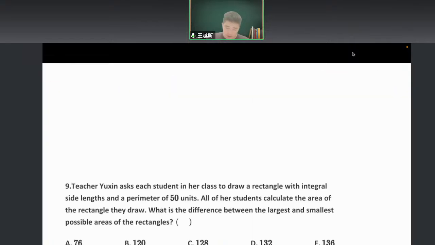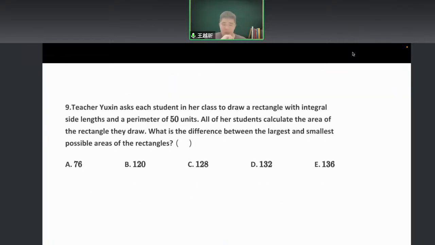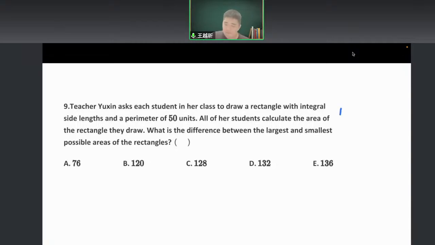Move on. Teacher Yuxing asked each student in her class to draw a rectangle with integral side lengths and a perimeter of 50 units. All of her students calculate the area of the rectangle they draw. So for the rectangle we have length and breadth. What we know is length plus breadth equals 50 divided by 2, because the perimeter contains 2 sets of length plus breadth. So that equals 25.